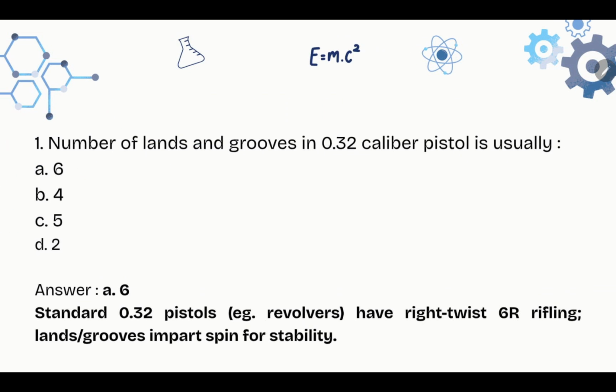First, the number of lands and grooves in a .32 caliber pistol is usually. The correct option is option A, 6. Standard .32 caliber pistols generally have 6 lands and grooves, which impart spin to the bullet for stability during flight.